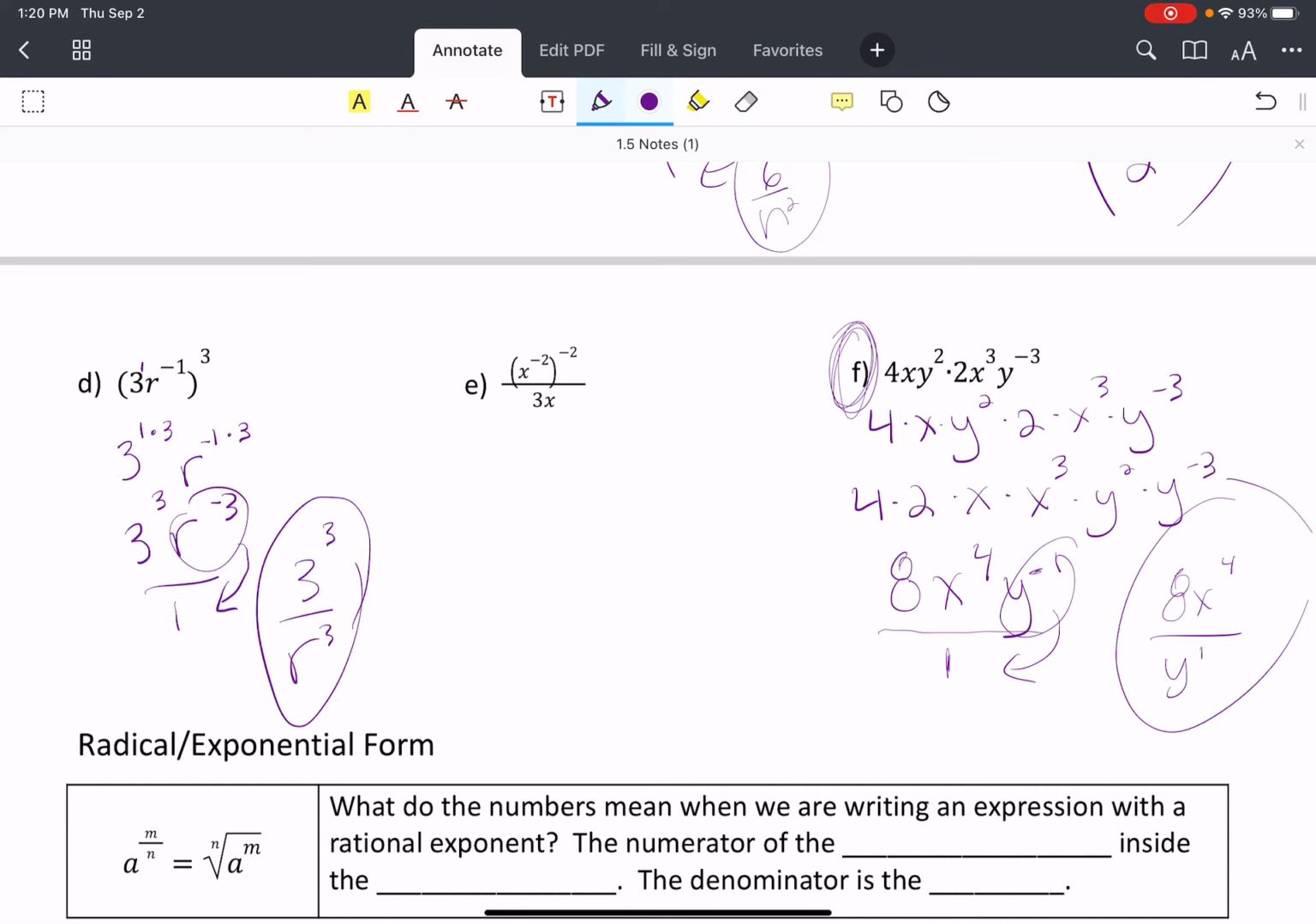There's nothing I can do on the bottom, right? So I'm just going to leave that. Do I add, subtract, multiply, or divide those? Good job. I multiply those exponents. So x to the +4 over 3x to the 1st. Then you can only have one x, so I got to do something.